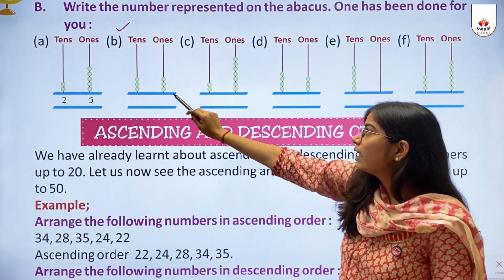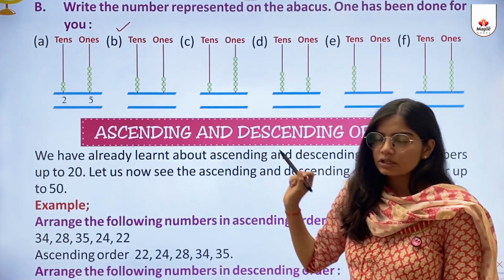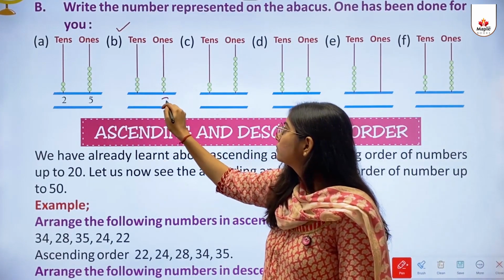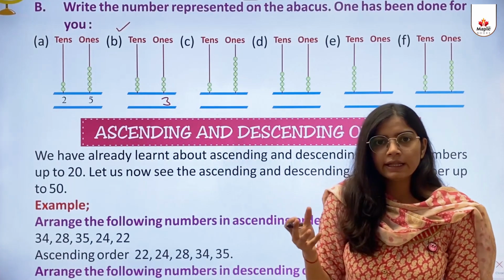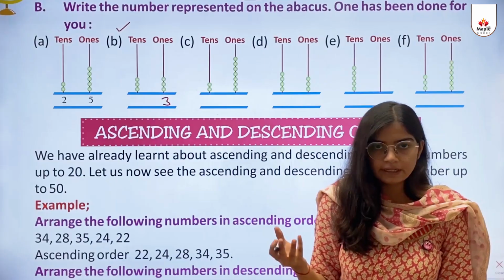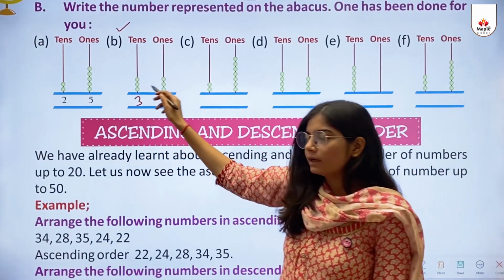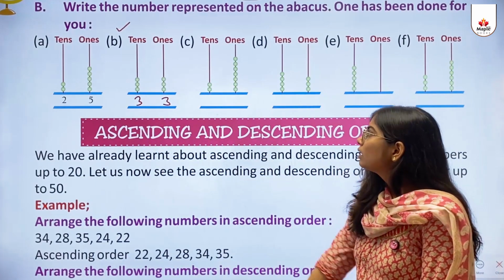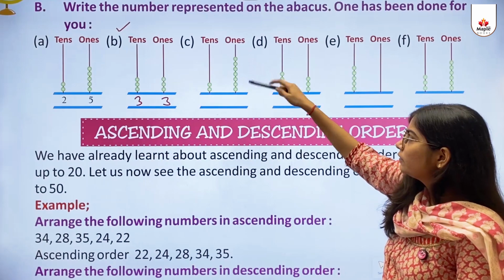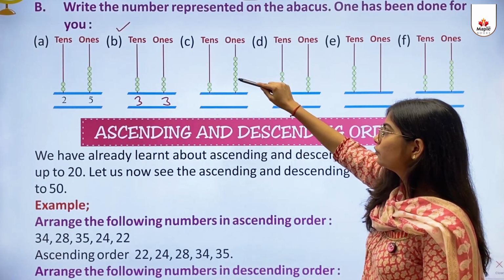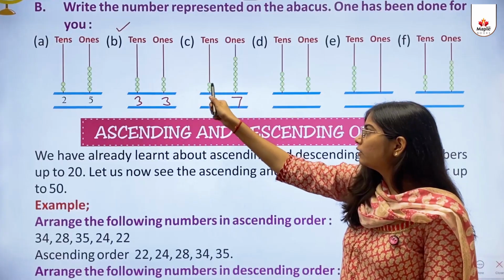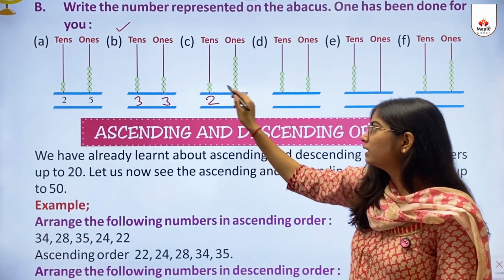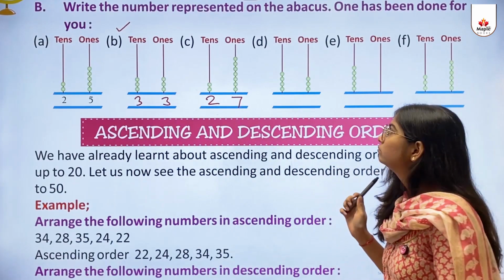On ones we have 1, 2, 3. 3 beads. So we'll write 3. Then here 1, 2, 3. Under tens again we have 3 beads. The number is 33. Then see, here we have 1, 2, 3, 4, 5, 6, 7. 7 beads. And here we have 1, 2. 2 beads. The number is 27.